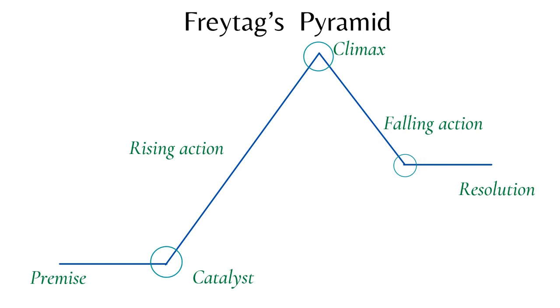In most novels, just like you can see in the image on the screen, the rising action is probably the longest part of the pyramid. It's usually written in so many pages. It's usually the bulk of the story.